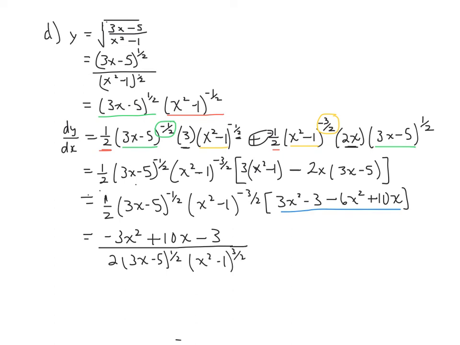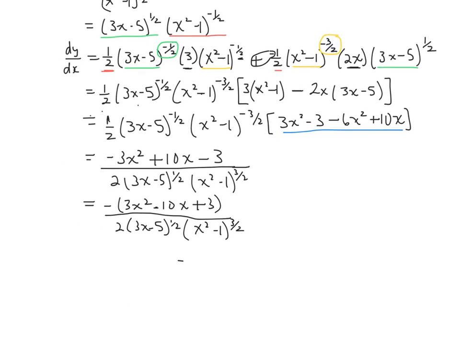And I think that numerator is going to factor. First of all, I could take a negative out. We're going to get a 3x squared minus 10x plus 3. And that's going to be over the 2 times the 3x minus 5 all to the 1/2 times the x squared minus 1 to the 3/2.